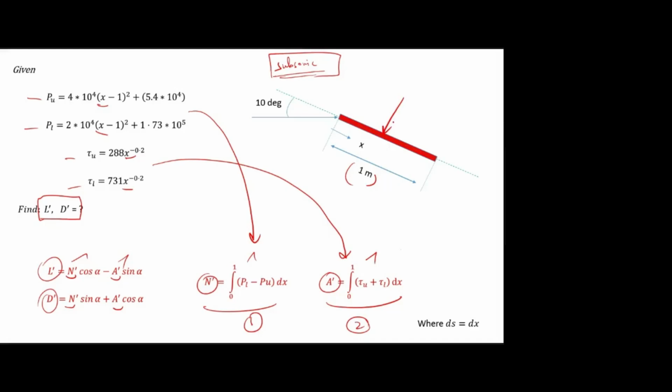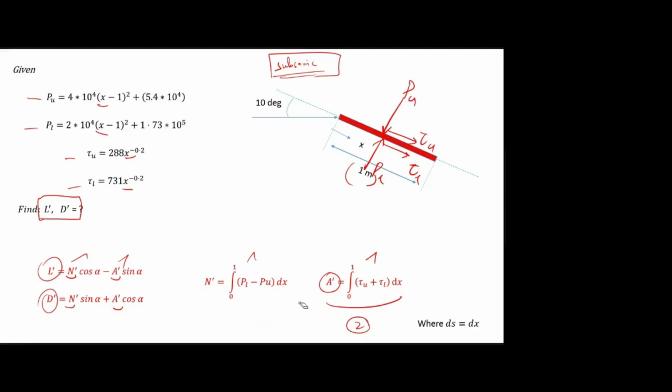So you know pressure will act normal to the surface. So this is PU, this is PL, and shear stress will act tangent to the surface. So this is tau U, this is tau L. It is given from these four. We are going to find this N dash, A dash. Then we are going to find L dash, D dash. Is it clear now? Yes, sir.